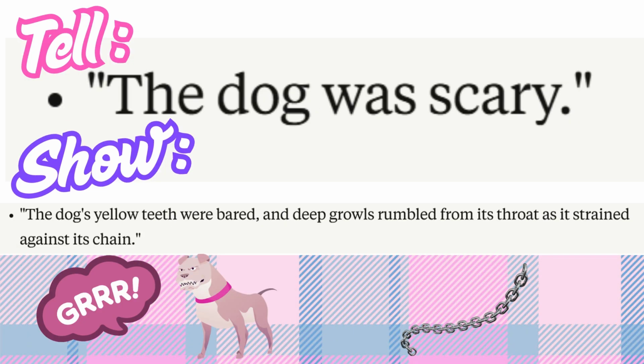The final example I'll share with you here on telling is the dog was scary. Now remember to compare that to showing. The dog's yellow teeth were bared and deep growls rumbled from its throat as it strained against its chain.